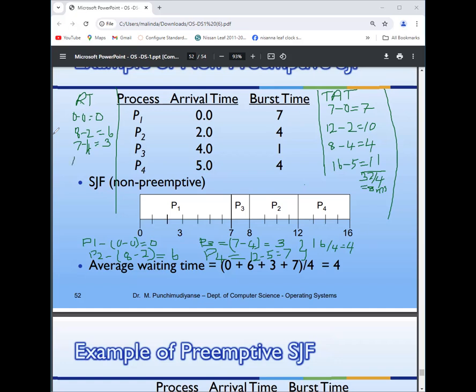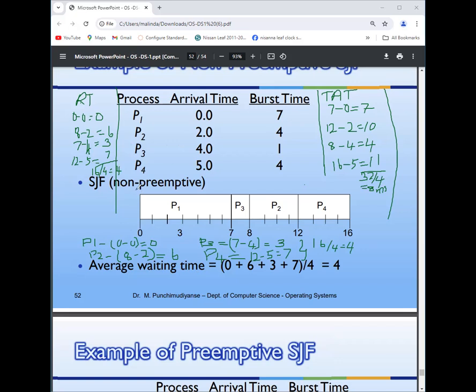And for the P4, arrived at 5 milliseconds, got the first CPU at 12 milliseconds. So 12 minus 5 is 7. So the average is 16 divided by 4, which is 4. So the average response time is 4. Right? For all the examples that I did so far, the average response time is equal to the average waiting time. But we will take a few examples where these two are different.